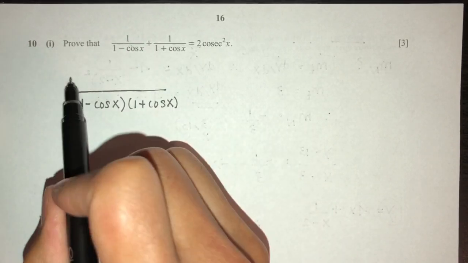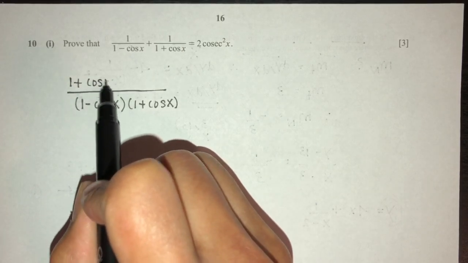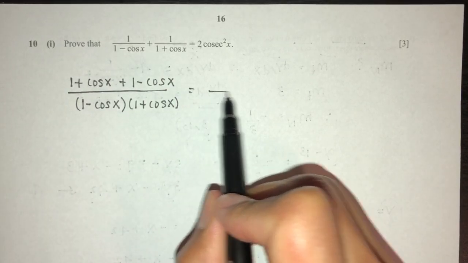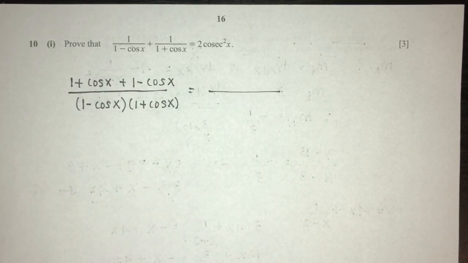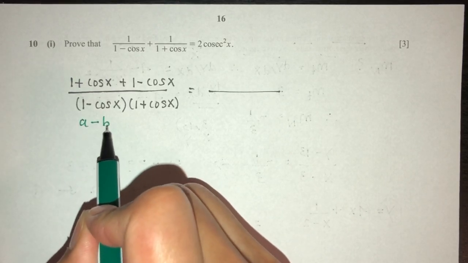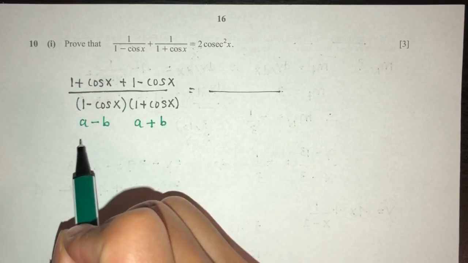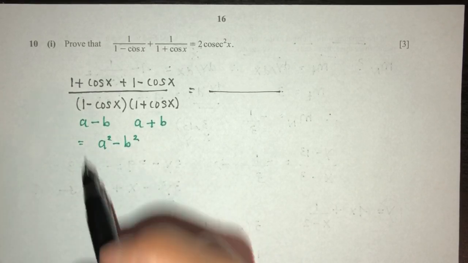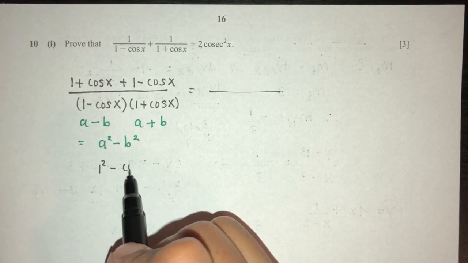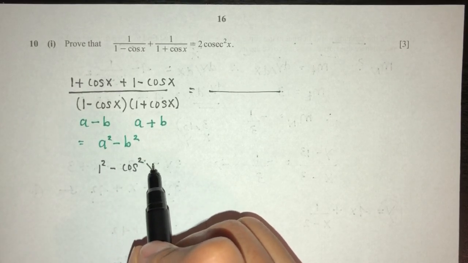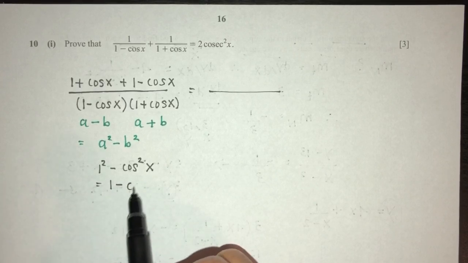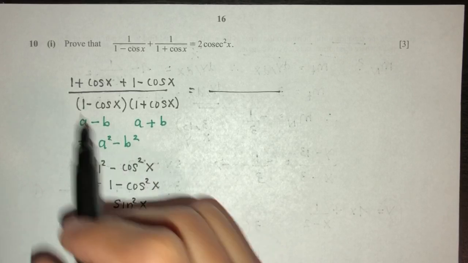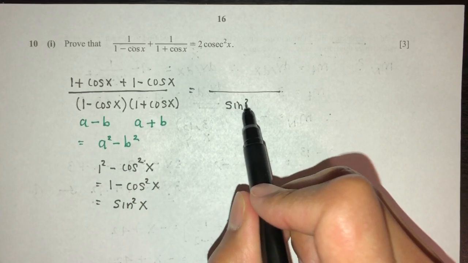Now you have to cross multiply. That will become 1 plus cos x plus 1 minus cos x. If you observe, the bottom is almost like a minus b and a plus b, which is a squared minus b squared. Same way, that will become 1 squared minus cos squared x, which is 1 minus cos squared x, which is equal to sine squared x. So the base becomes sine squared x.